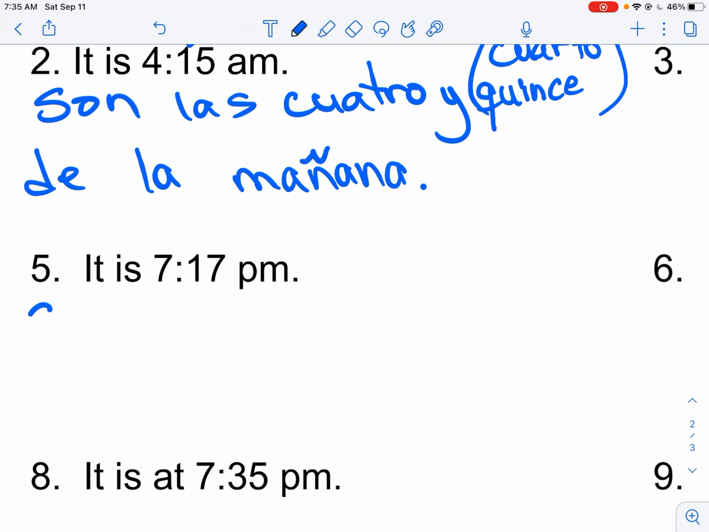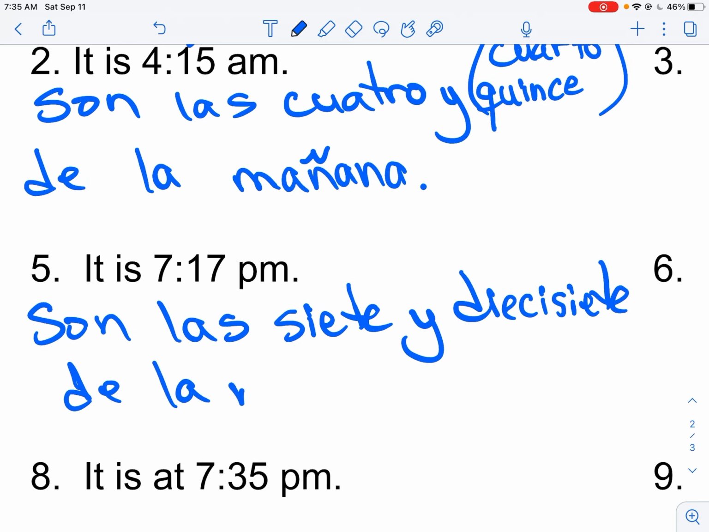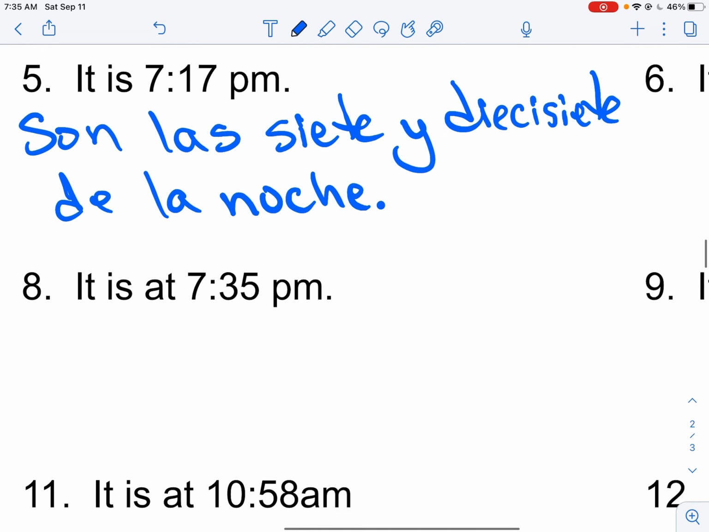This next one doesn't say at in it. So I just go with son las... Siete y diecisiete de la... Now, this is after 7 o'clock. I'm going to actually put noche.